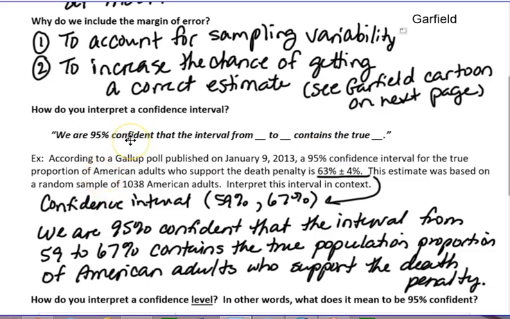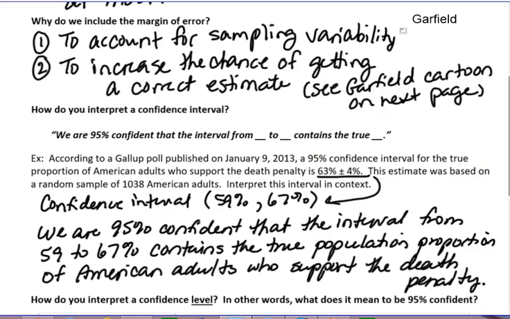So here's an example. According to a Gallup poll published on January 9th, 2013, a 95% confidence interval for the true proportion of American adults who support the death penalty is 63% plus or minus 4%. So that is the point estimate, the sample proportion, plus or minus the margin of error. This estimate was based on a random sample of 1,038 American adults. Interpret this interval in context.